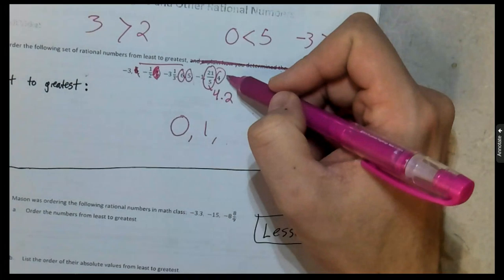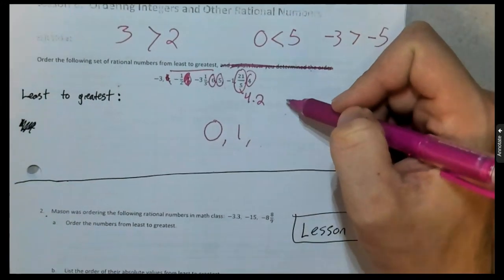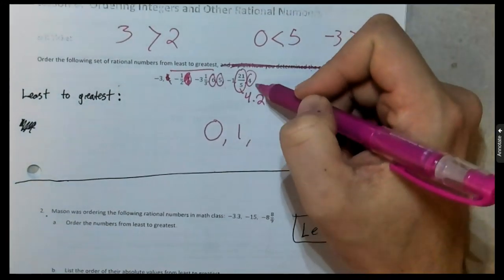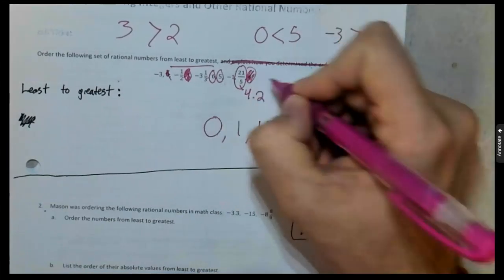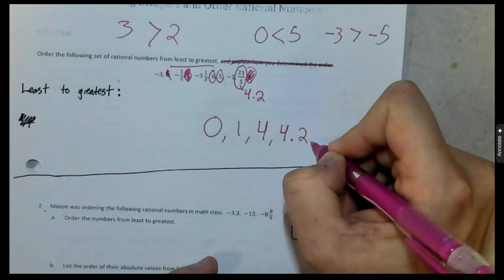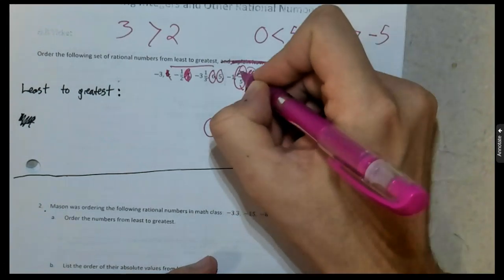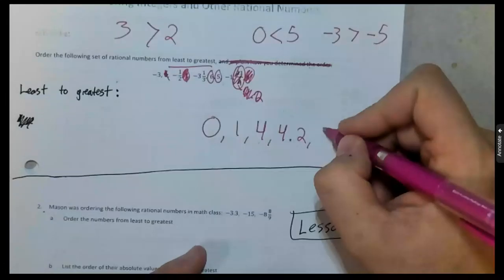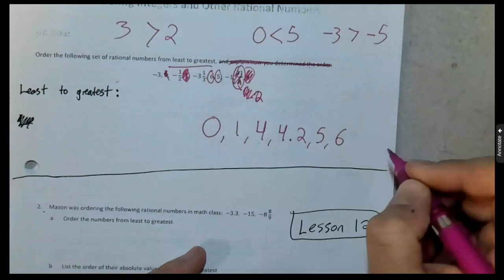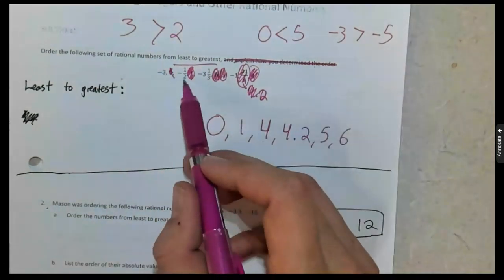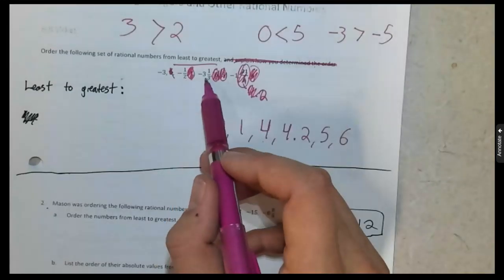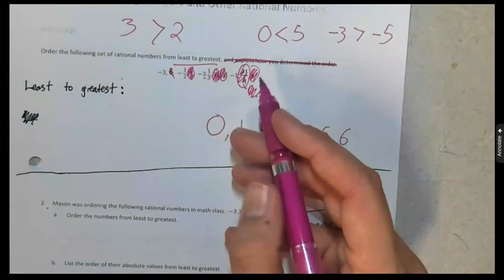Then we have, okay, which is greater, 4 or 4.2? Well, I'd rather have $4.20, so that means 4 is less than 4.2. Okay, so that's done. 5 and 6. Well, 5 is less than 6, so that comes first. And now we've got some negatives here. So we've got -3, -1/2, -3 1/3, and -1.